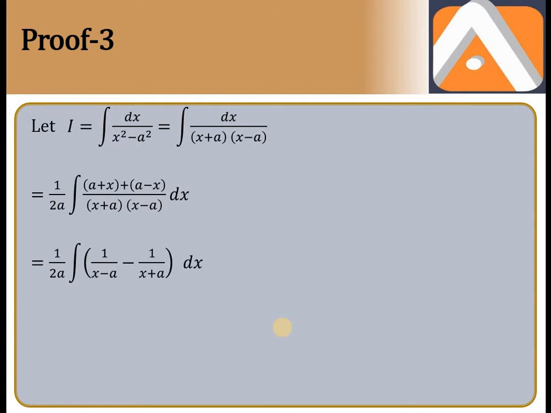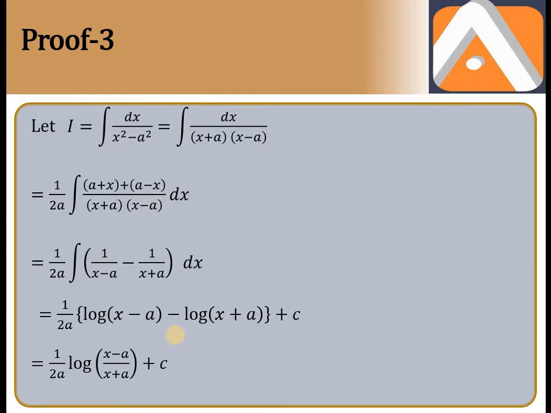See, same procedure. Here, a plus x upon x plus a into x minus a, you will get a plus x cancelled, 1 upon x minus a. Here I am taking minus common, you will get minus x minus a. So x minus a will get cancelled, 1 upon x plus a, but already here the minus sign you will get directly. So 1 upon x, integration is log x, minus 1 upon x plus a is also log x. So what you will get? Log m minus log n, same formula, log of x minus a upon x plus a.